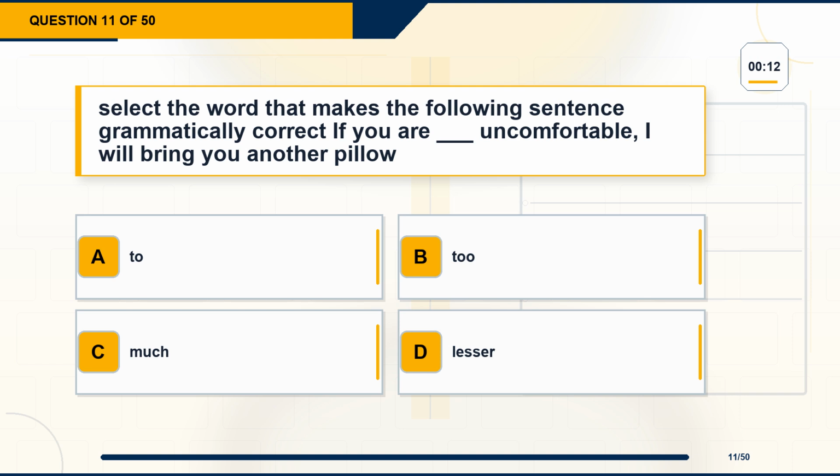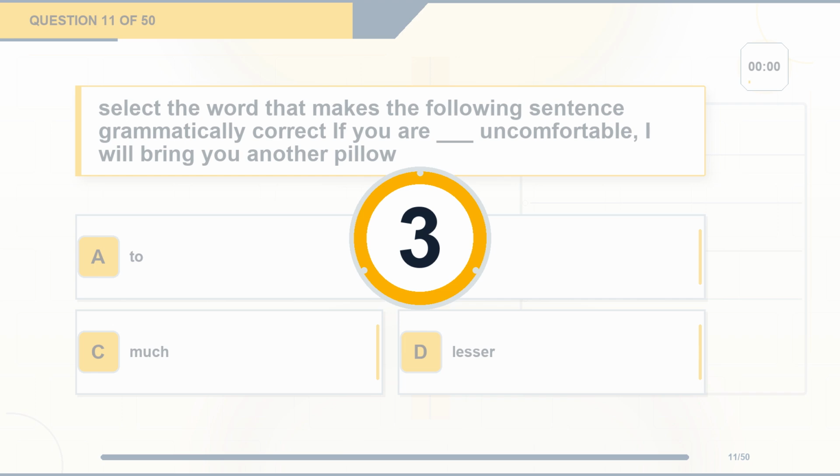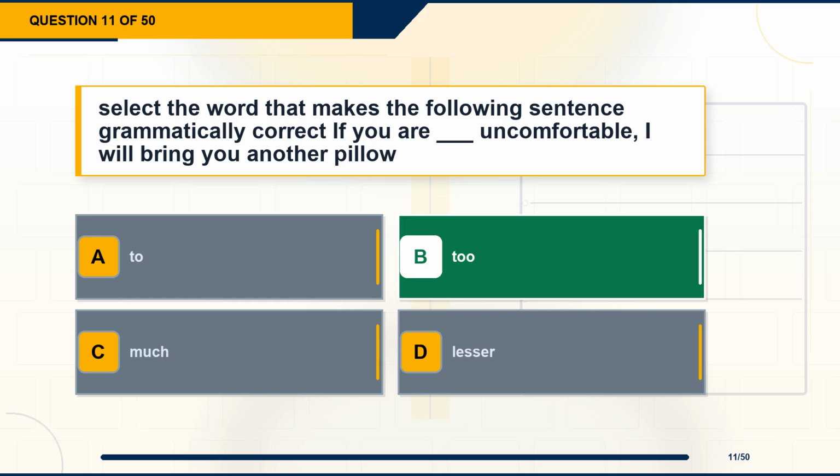Question 11. Select the word that makes the following sentence grammatically correct. If you are blank uncomfortable, I will bring you another pillow. Option A, to. Option B, too. Option C, much. Option D, lesser. The correct answer is option B, too.